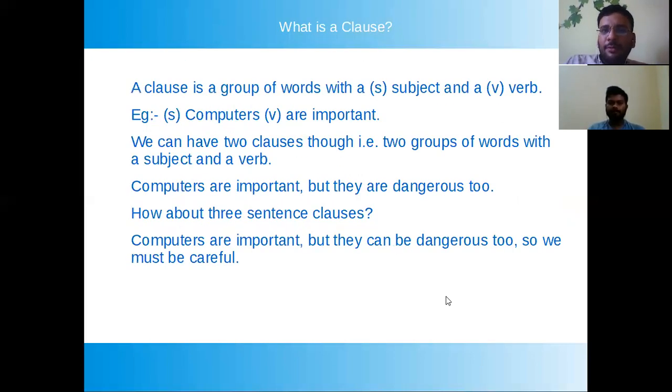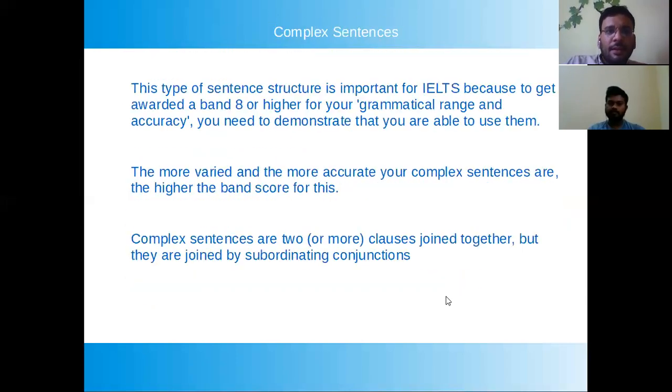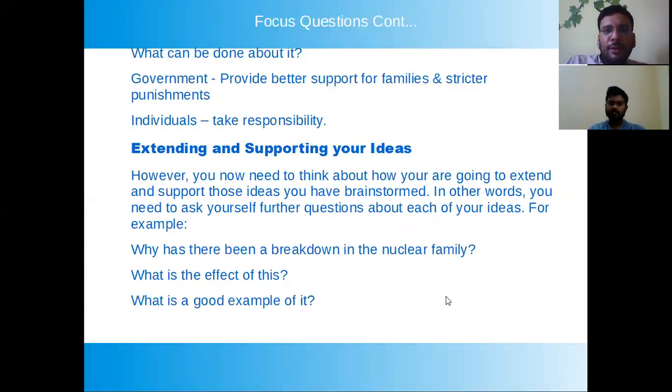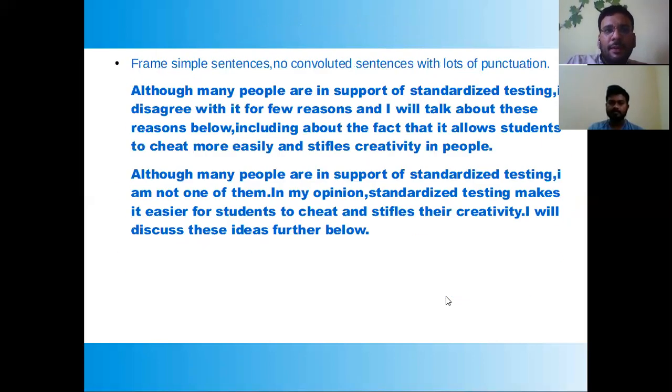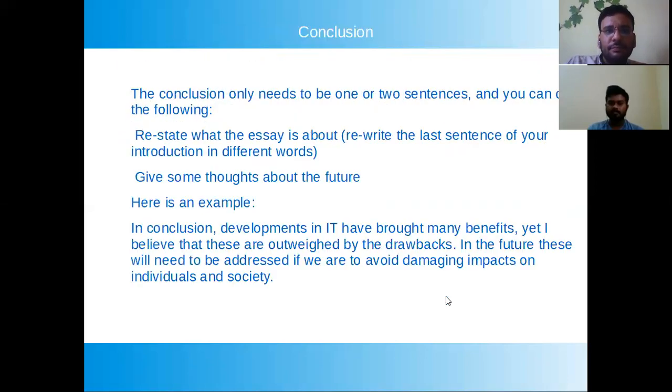Now, if I were to look at sentence structure, before that, we will be looking at some more points on the essay.